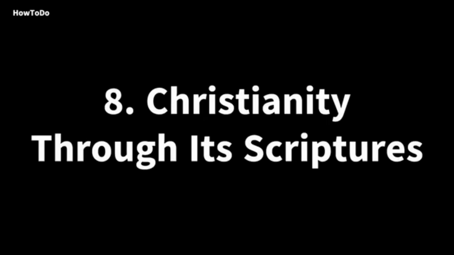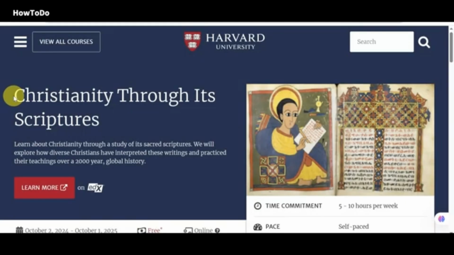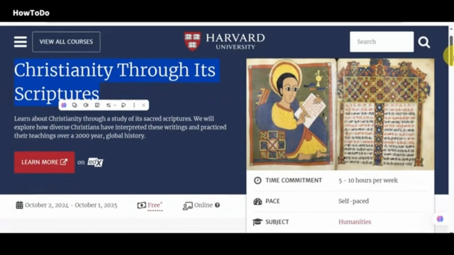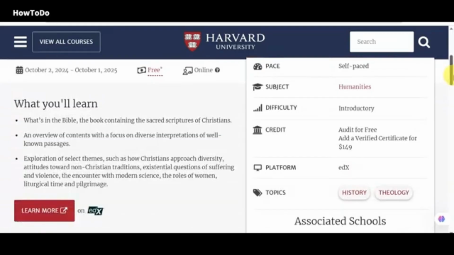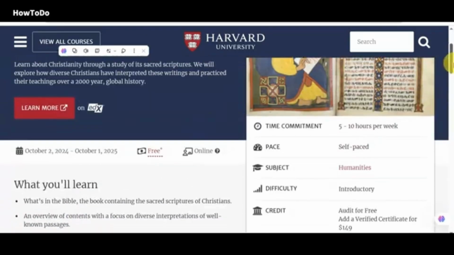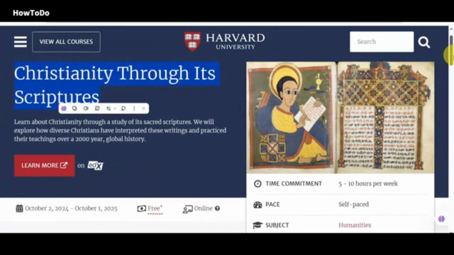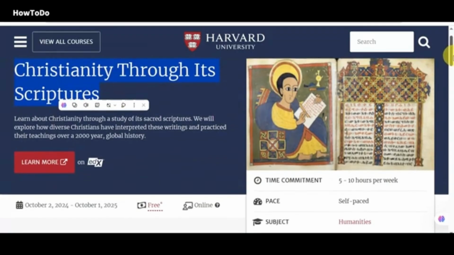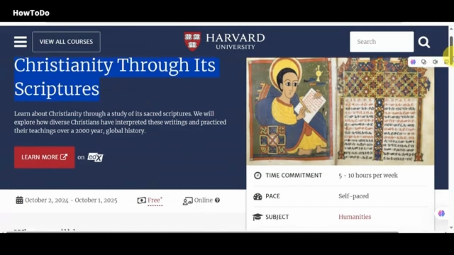8. Christianity through its scriptures. Christianity is a global religion. From modest beginnings 2,000 years ago, it has grown to encompass nearly a third of the human population. Diverse in languages, cultures, histories, and creeds, Christians nonetheless share a common collection of sacred scripture called the Bible.